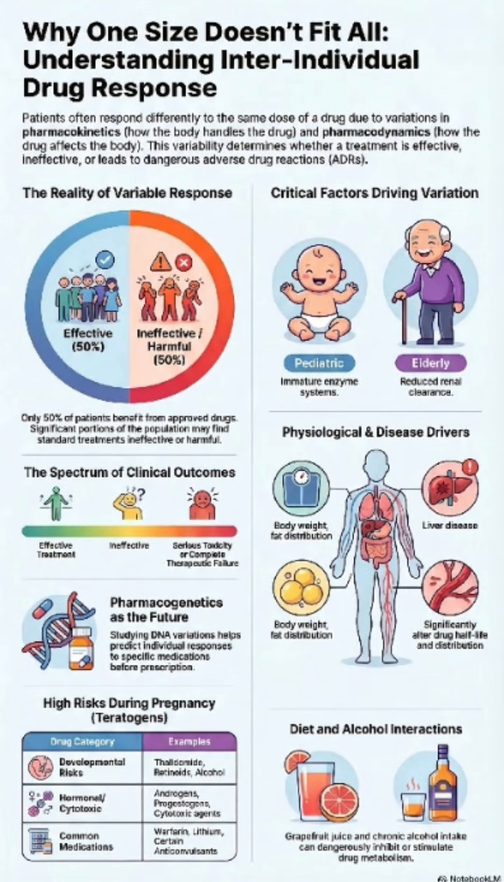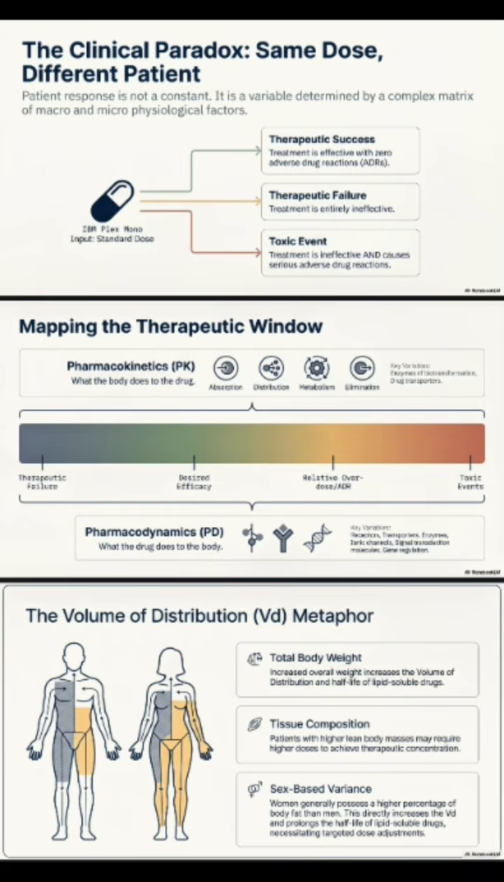In today's video, we're looking at factors that affect inter-individual drug response. Like we said in our pharmacogenetics and genomics video, you could have the same disease, be given the same drug and have vastly different reactions to that drug. It could be therapeutic success, therapeutic failure, or toxic events. Now, this arises from factors affecting both the pharmacokinetic and pharmacodynamic attributes of a drug.